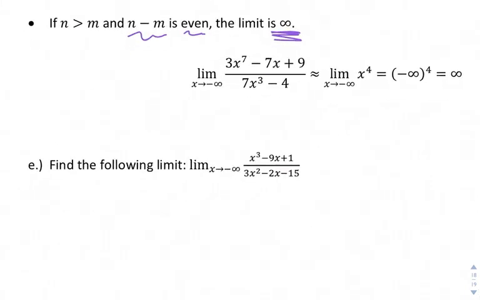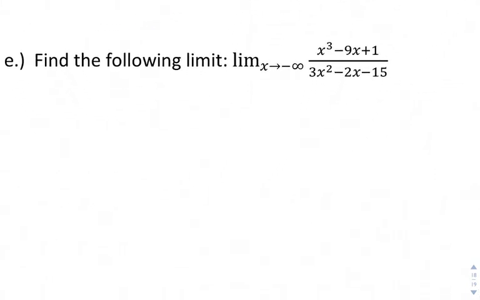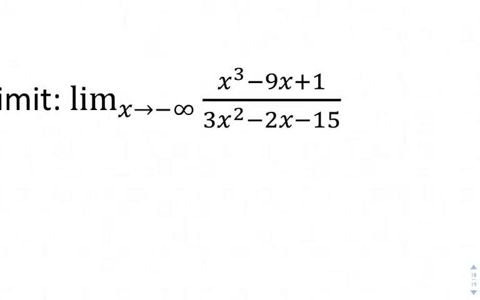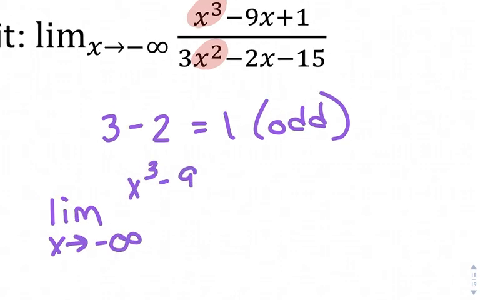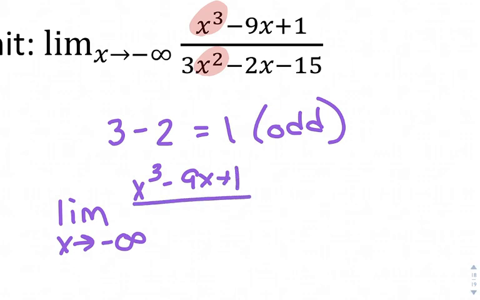Just to try one more, as this goes towards negative infinity, again, I've got to look at my highest degree. On the top, it's x cubed. On the bottom, it's x squared. Top is bigger, so I subtract them. 3 minus 2, which would give me 1, which is an odd number. Odd, I know, goes towards negative infinity. So as the limit approaches negative infinity of this function, I know my answer is going to be negative infinity.